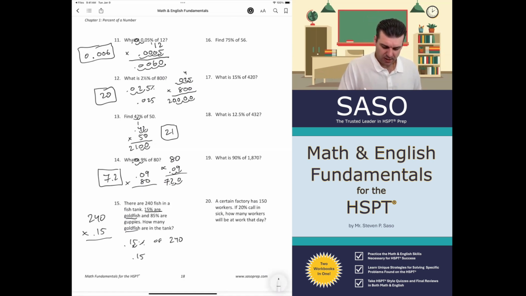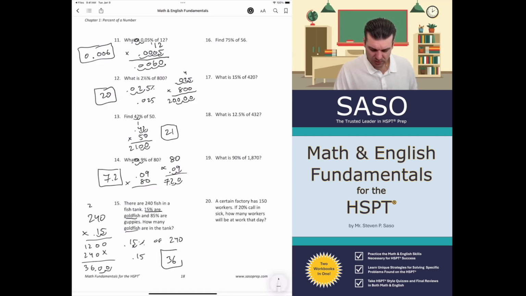So let's multiply this out. 5 times 0 is 0. 5 times 4 is 20, carry the 2. 5 times 2 is 10, plus 2 is 12. Placeholder, use that x. 1 times 0 is 0. 1 times 4 is 4. 1 times 2 is 2. Okay, not too bad. 0, 0, 4, 5, 6. 2 and 1 is 3. Last step, move those decimals over. Always do this. Don't forget. And we get 36. So there are 36 goldfish in the tank.